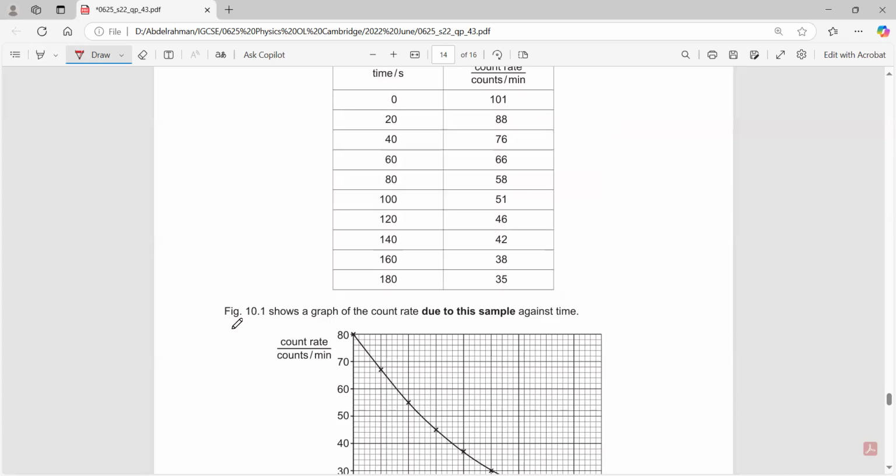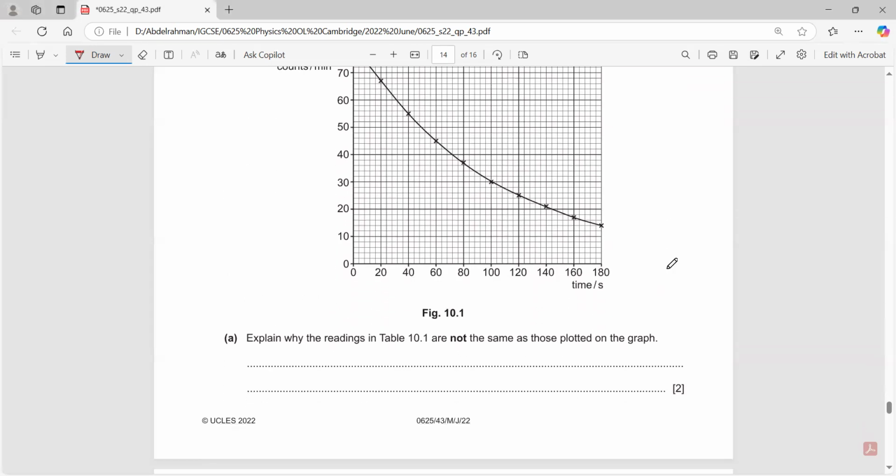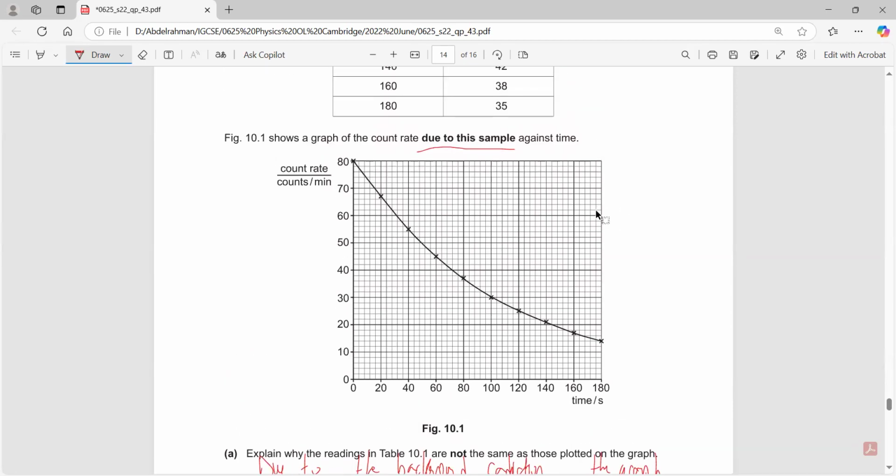If you read this statement again, figure 10.1 shows a graph of the count rate due to the sample alone. So this difference is due to the background radiation. We plotted the graph without the background radiation. You removed the background radiation and you plotted the graph.